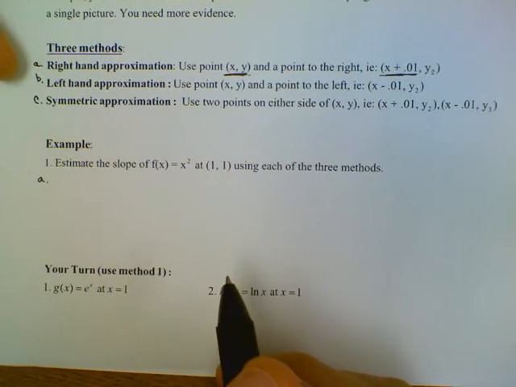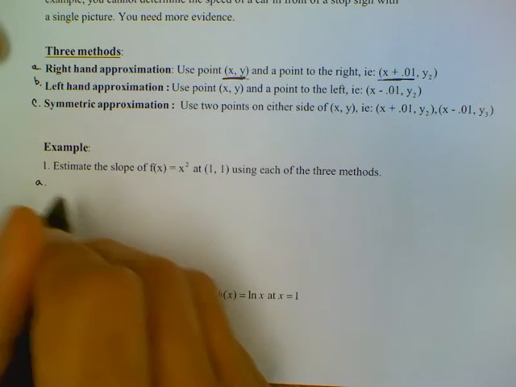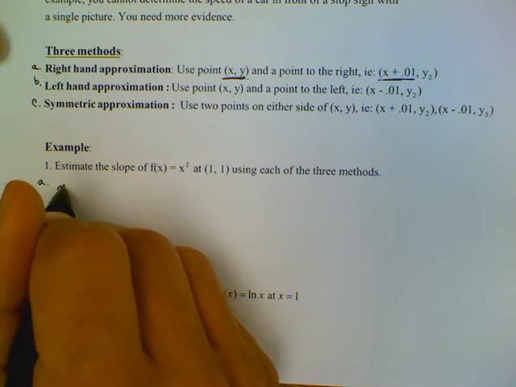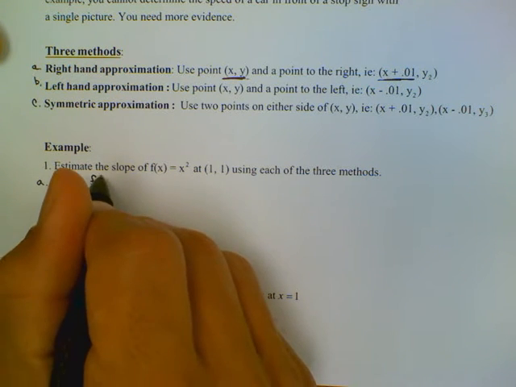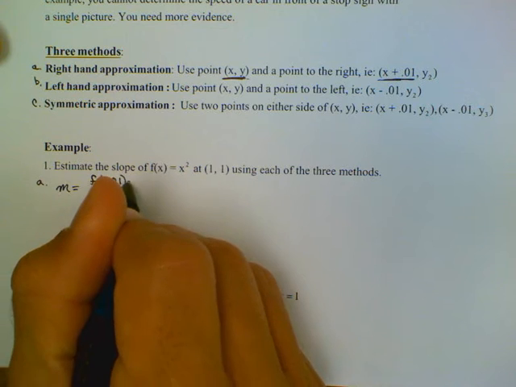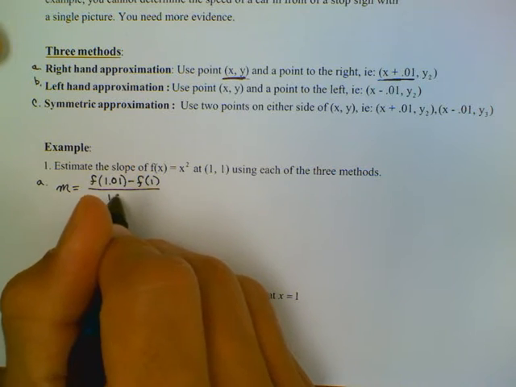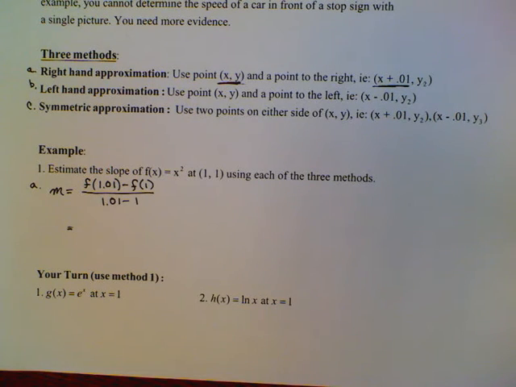And I'll do my best to grab a different color. So if I'm finding the slope at (1, 1), then I would say basically that the slope equals the function at 1.01 minus the function at 1, all over 1.01 minus 1. Now, don't let that notation stump you. That's function notation. I think that you should be familiar with function notation, but there is something that I need to show you on the TI-83 or 84.